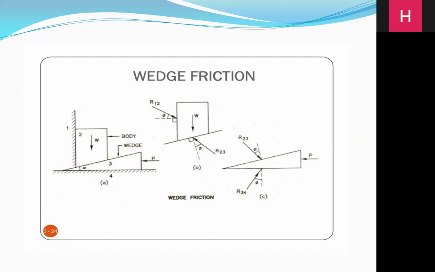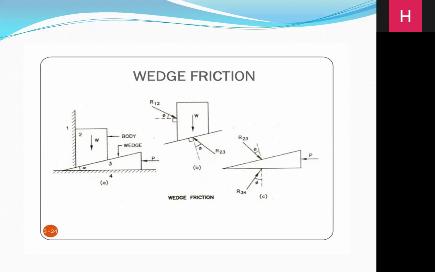Coming to the second figure, here you can see the body, which has the angles and the weight. Here we can see the formation of the angle, which we take as R12. And coming to the downwards, here is the wedge as we saw in the first figure. Here R23, another angle, is forming, and the weight is acting downward due to the gravitational force. Coming to figure C, here you can take the wedge.